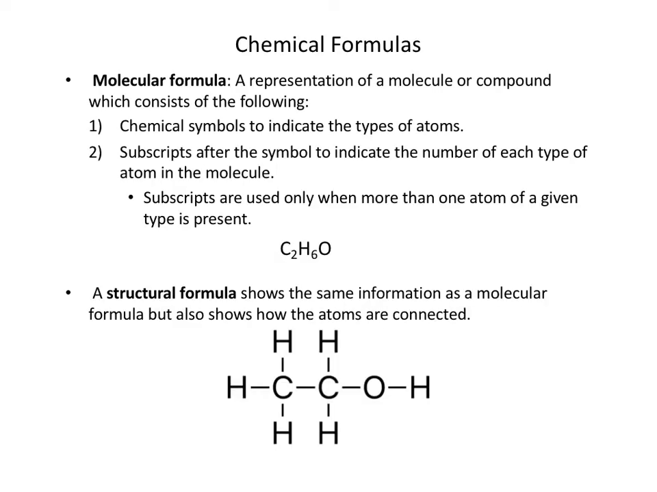So the easiest way to represent a molecule is to use the molecular formula. In the molecular formula, we represent a molecule or compound by using chemical symbols to indicate each type of atom that's present, and then we use a subscript after the symbol to indicate the number of atoms of that particular element in the molecule. Now, by convention, we only use subscripts if there's more than one atom for that particular element.